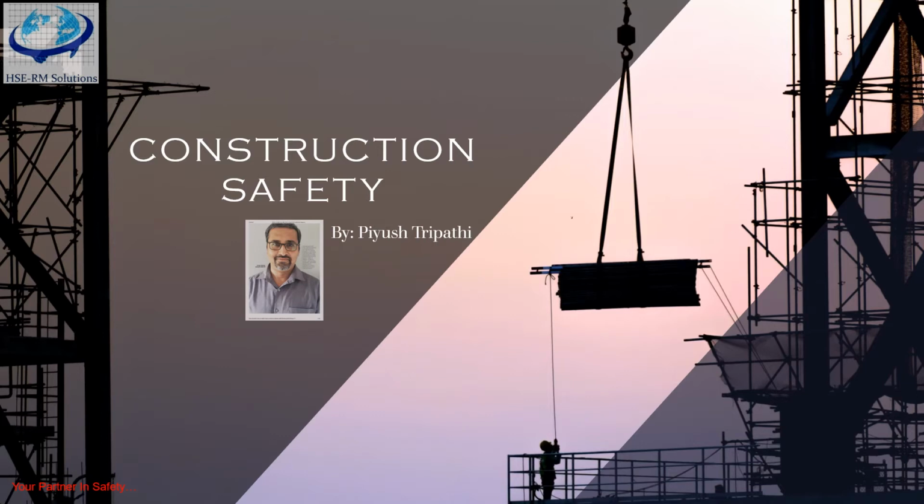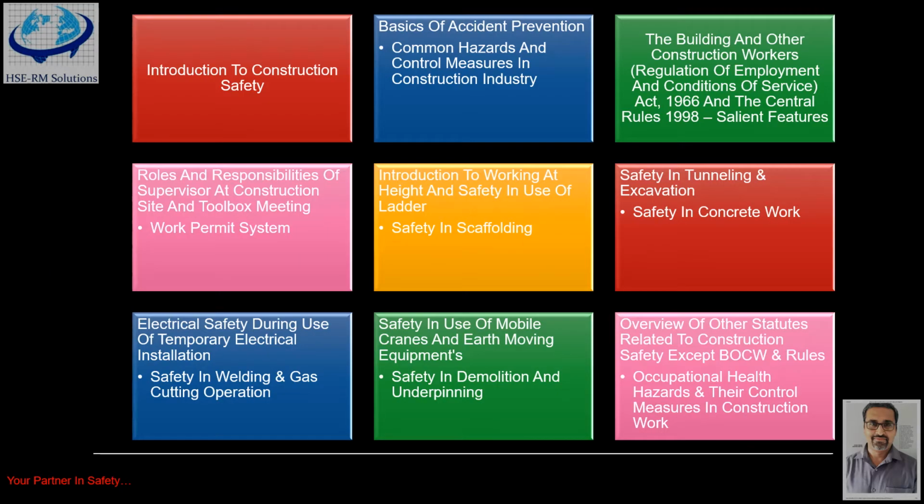The last time I posted on construction safety, that was on the introduction to construction safety, and today we are going to take element 2. We divided this into 9 different elements, and these elements were basically very simple: basics of accident prevention, common hazards and control measures. This is element 2. Now today, because this element is very big, we'll be only discussing the basics of accident prevention.